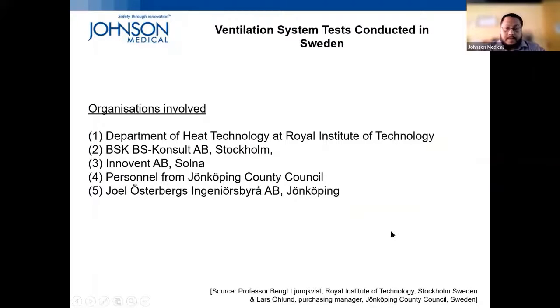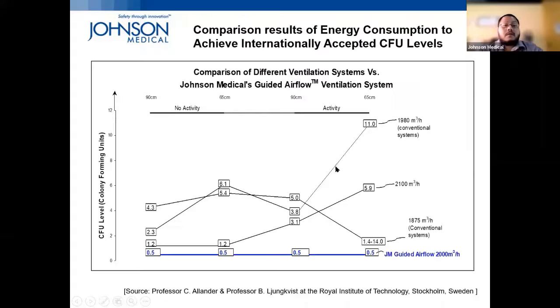Back then we did some tests, conducted in Sweden, which here are the organizations that were involved during the testing of the guided airflow system. And here we're going to talk about the energy consumption and also the accepted CFU. CFU is the colony forming unit in the OT. This diagram shows you the difference between the bottom one, which is our guided airflow, and three conventional systems that they tested.